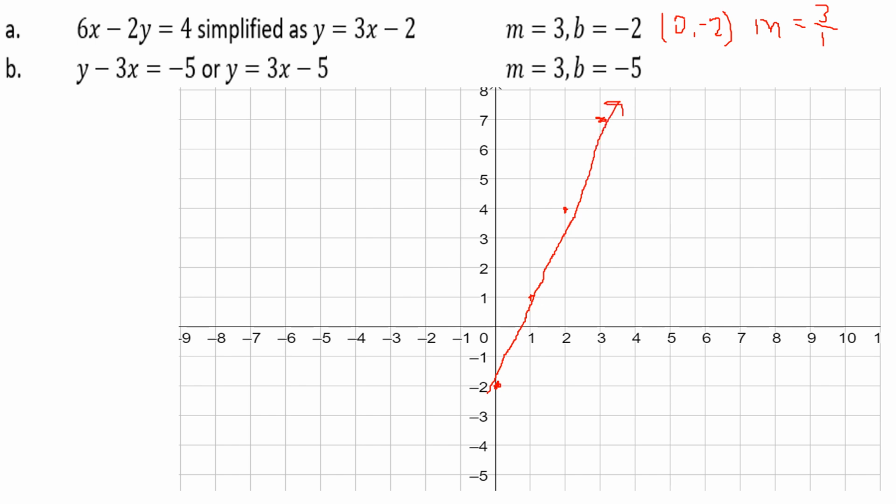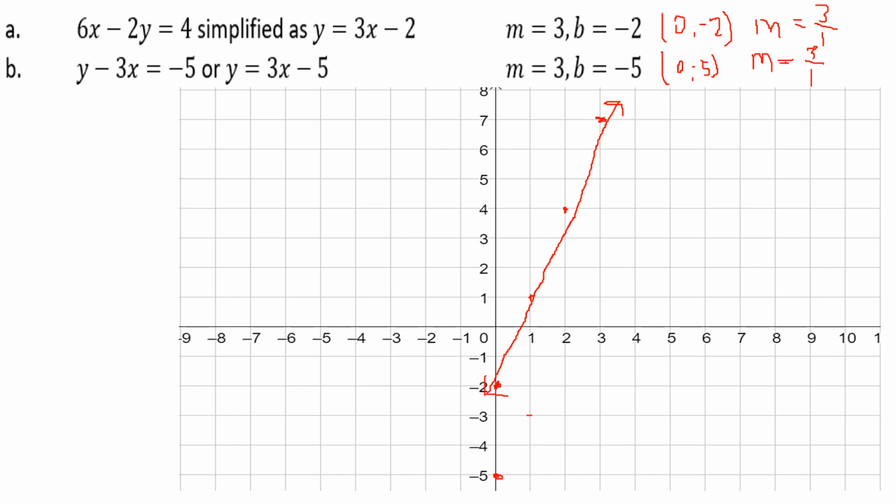Okay, so let's assume that it's a straight line. Next is, let's graph y equals 3x minus 5. So let's start with point 0, negative 5. 0, negative 5, that is here. Okay, so the slope is 3 over 1. Let's count 3 units upward and then 1 unit to the right.